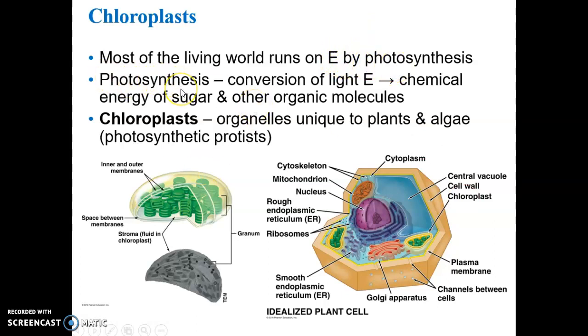So what photosynthesis does, the process of photosynthesis, is it converts sunlight energy into the chemical energy of sugars like glucose, and then plants and other photosynthetic organisms can convert those sugars into the other molecules, organic molecules, meaning into proteins and lipids or fats. So the chloroplasts, these are the organelles unique to plants and algae that are the photosynthetic protists. So algae is the name given to the protists that can photosynthesize.